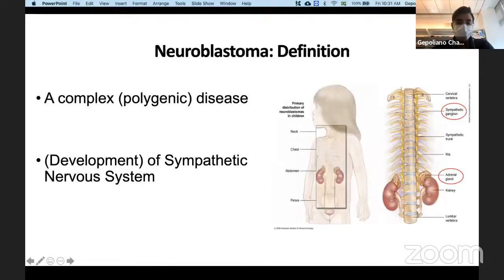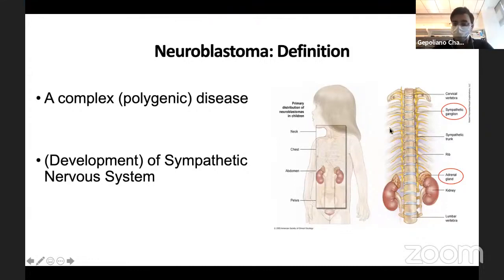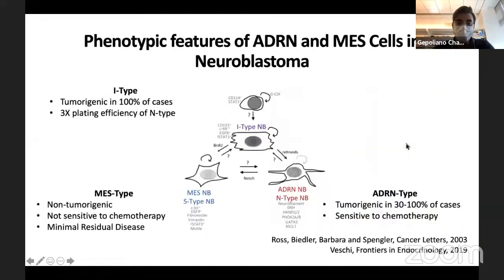So I said that it is important to identify a problem that you're interested in, and the one that I told you I am interested in is neuroblastoma. It's a complex or polygenic disease. I'll not go too much into details, but it's a problem in the development of the sympathetic nervous system. The sympathetic nervous system is the part of the nervous system that connects organs to the central nervous system here in the spine, for instance, as you can see.